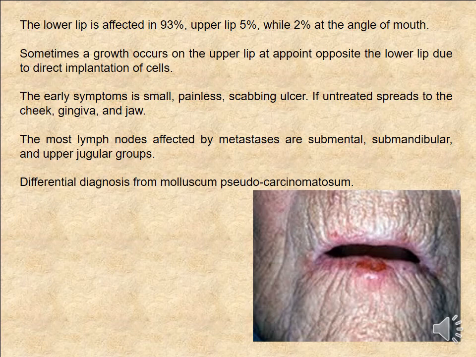The differential diagnosis includes molluscum pseudocarcinoma. It is most important to differentiate between squamous carcinoma and pseudocarcinoma. Here a deep biopsy is needed, going below the base of the epithelium. If there are many inflammatory cells, it is pseudocarcinoma. If there are marked malignant cells, it is carcinoma of the lip.